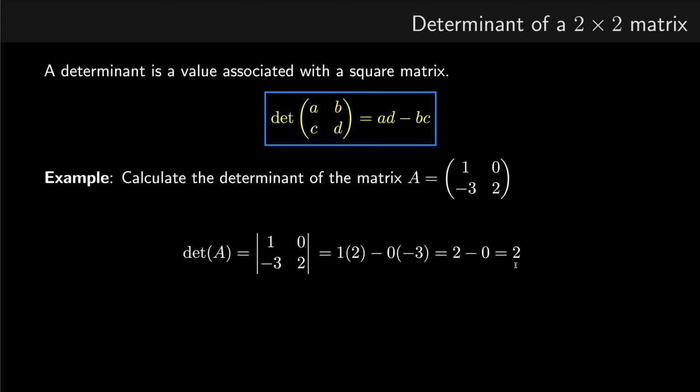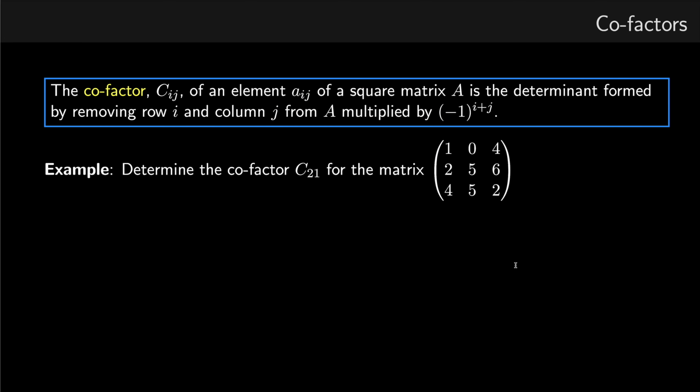Now, for determinants of larger matrices, we first need to calculate what are called cofactors. A cofactor of an element a_ij, that's the element in the ith row and jth column, is the determinant formed by removing row i and column j from A. So we end up with a matrix which is n minus 1 by n minus 1, and then we multiply that determinant by minus 1 to the power of i plus j.